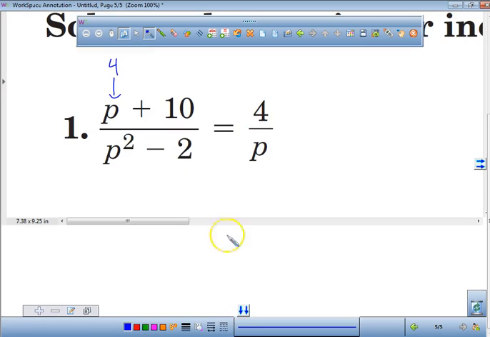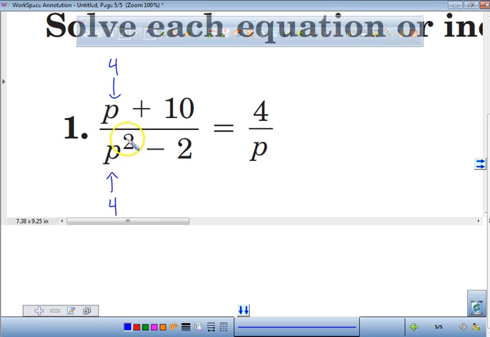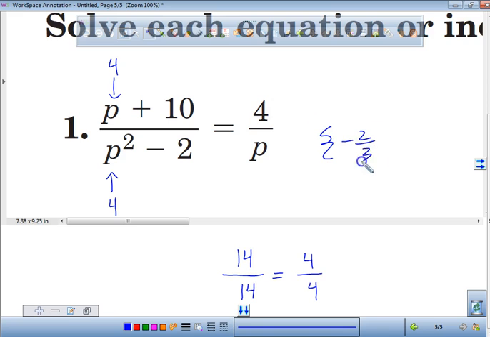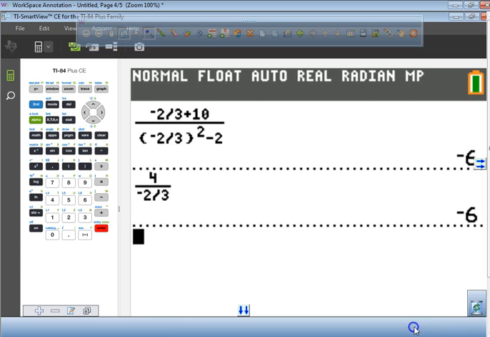Right here, we're going to plug in a 4. What's 4 plus 10? 14, right? And what is 4 squared? 16, right? 16 minus 2 is what? 14. Is that equal to 14 over 4? You plug it in. Yes. So both of those answers work. What we did is we proved that negative 2/3 works and the number 4 works.